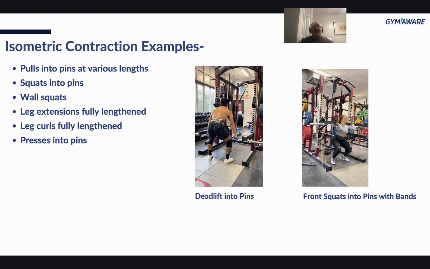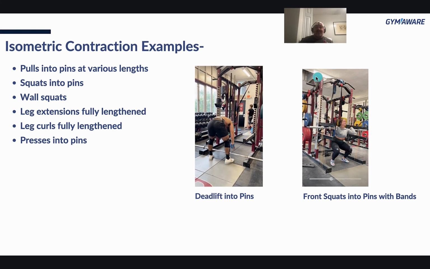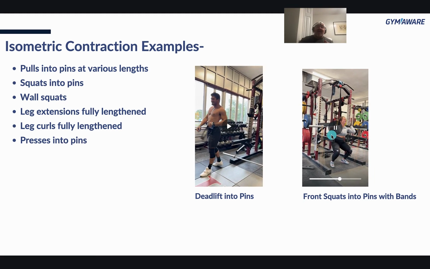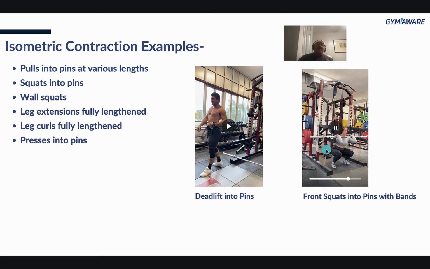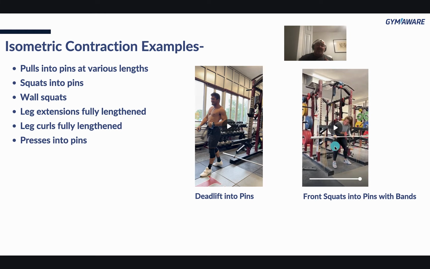Isometric contraction examples. For us, you've got pulls into pins at various lengths. You see Ryan doing the pulls. Over here, you see Ruby doing a squat. Now, I like using bands, because if she starts to not produce a maximal force into the pins, then the bar is going to come down because the bands will pull it. So it ensures she continues to create maximal force into the bar, into the pins.